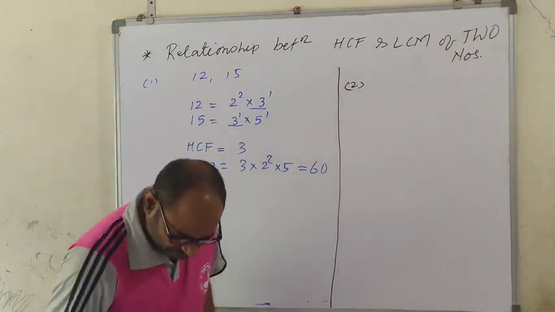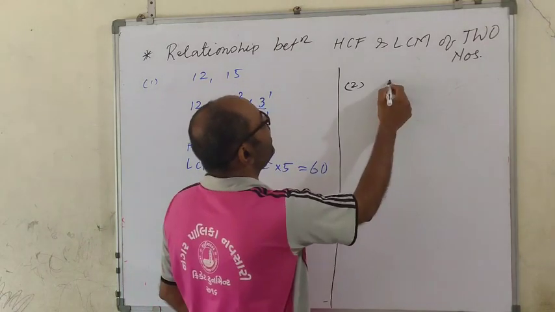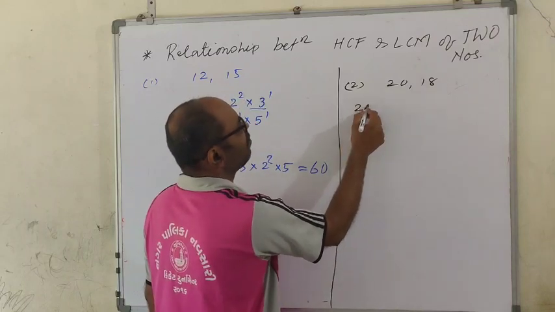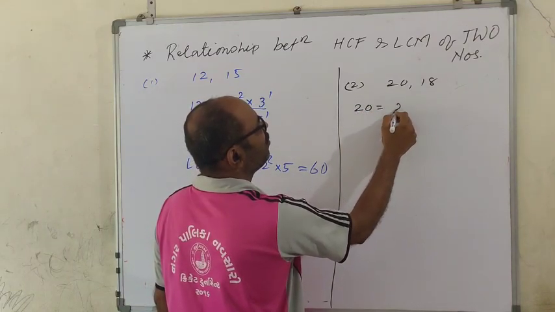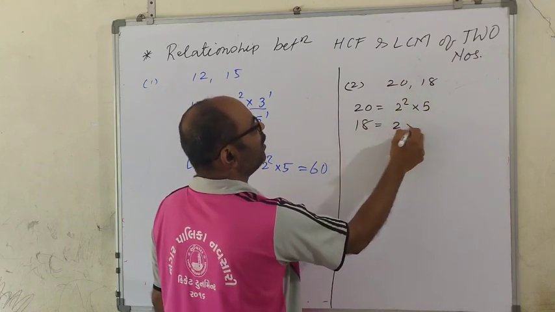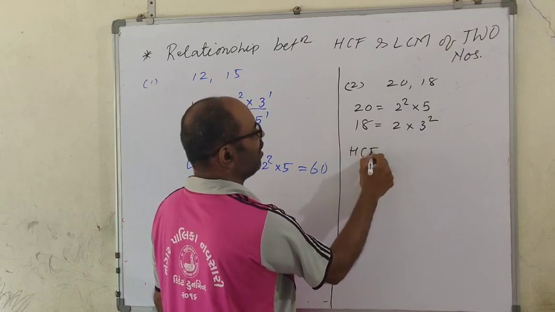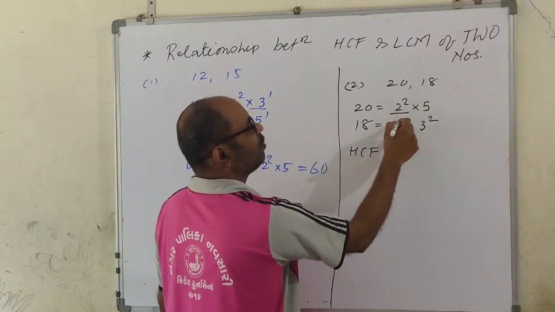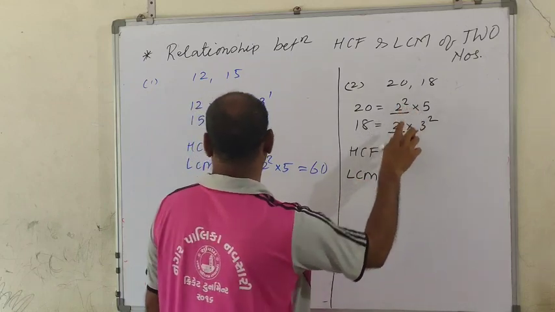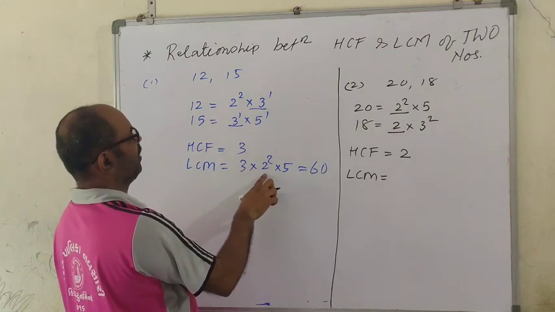Okay, I'll take the second example as well and find out. Second, it is 20 and 18. Alright? Let's obtain the prime factors of 20. 2 square into 5. 18 is 2 into 3 square. Correct? So HCF, I'm writing directly. 2 raised to 1, that is 2. LCM, it is 2 raised to, I didn't make mistake, no, higher index is picked up.